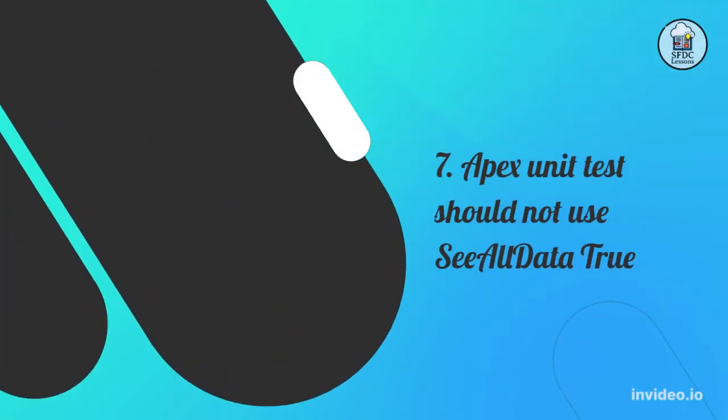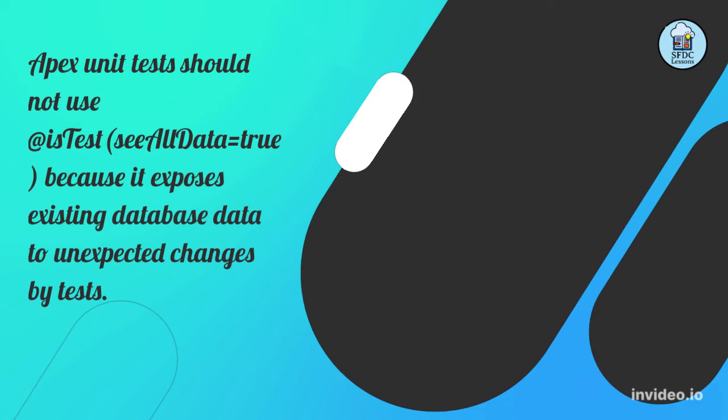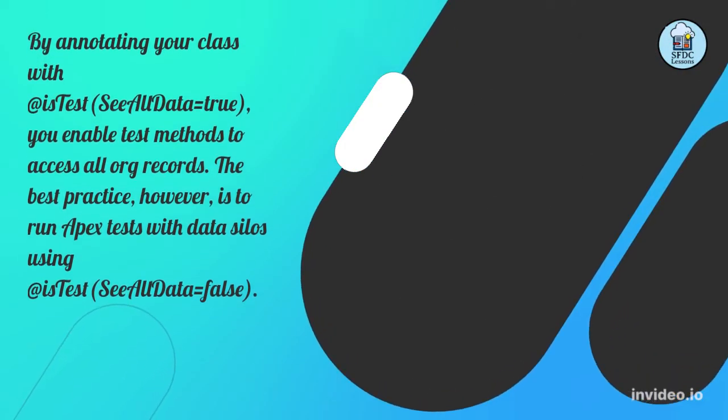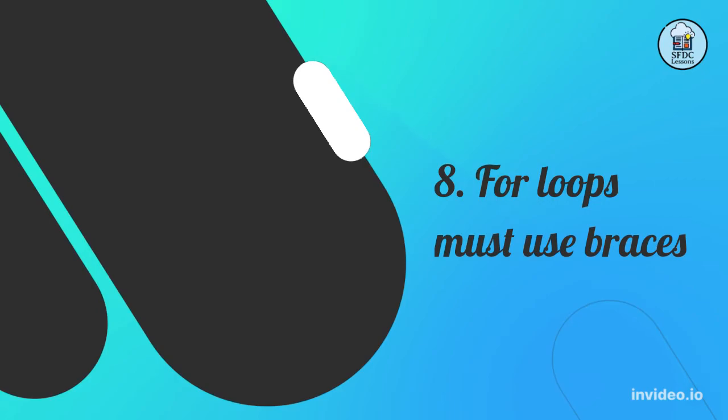Number 7. Apex unit tests should not use SeeAllData=true. Apex unit tests should not use @isTest(SeeAllData=true) because it exposes existing database data to unexpected changes by tests. By annotating your class with @isTest(SeeAllData=true), you enable test methods to access all org records. The best practice, however, is to run Apex tests with data silos using @isTest(SeeAllData=false).